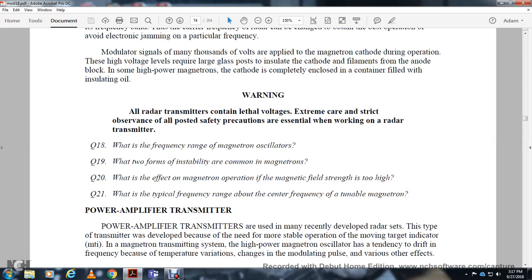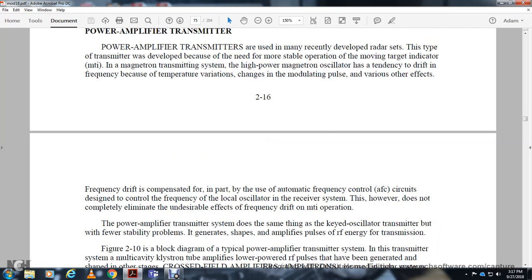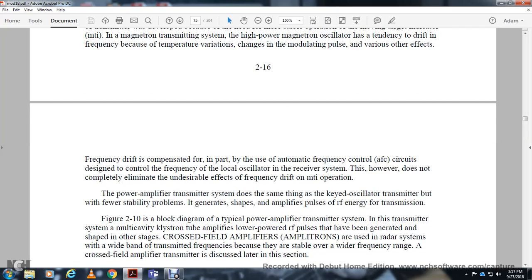Power amplifier transmitter. Power amplifier transmitters are used in many recently developed radar systems. This type of transmitter was developed for more stable operation of moving target indicators, MTI. In magnetron transmitter systems, high power magnetron oscillators have a tendency to drift in frequency because of temperature variation, changes in the modulation pulse, and other effects. Frequency drift is accommodated by part of the automatic frequency control circuit, which is designed to control the frequency of the local oscillator in the receiver system. This, however, does not completely eliminate the undesirable frequency drift in MTI operation.